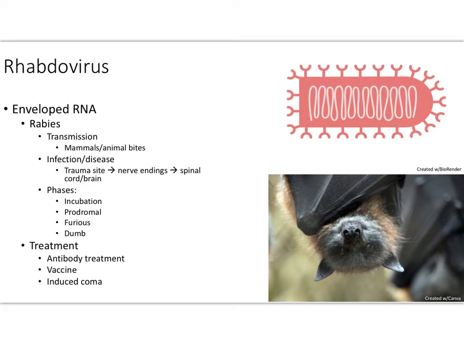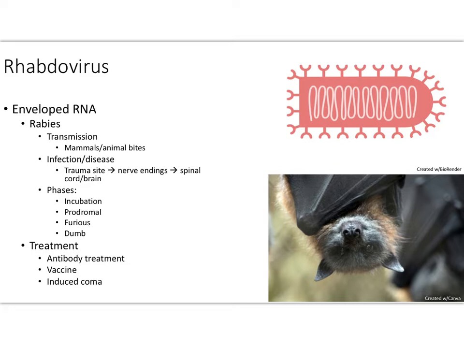There are 4 distinct stages of rabies. The first stage is incubation. In the incubation stage, the virus is hanging out near the trauma site and starting to migrate to the nerve endings. In that process, it's also being replicated, so it's making copies of itself, and the viral load of the person, or the number of viruses in their body, is starting to increase.